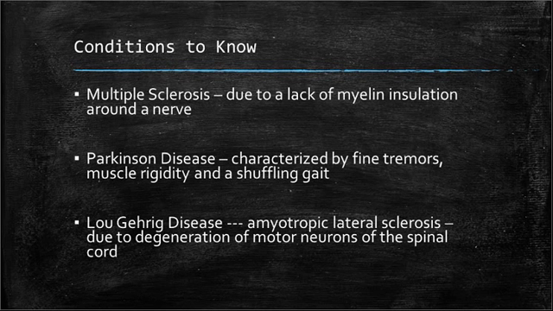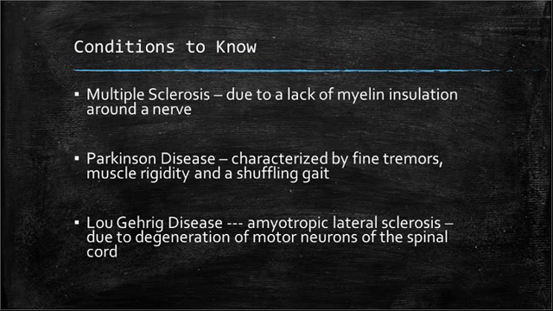Parkinson's disease, what I want you to focus on are some characteristic symptoms and signs. Fine tremors, muscle rigidity, and a shuffling gait, meaning when the patient walks, they really shuffle their feet. Lou Gehrig disease, it's often called that, but the more technical name is amyotrophic lateral sclerosis. This is due to a degeneration of motor neurons of the spinal cord itself.